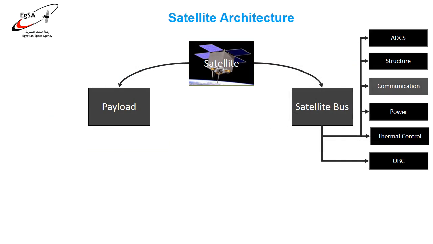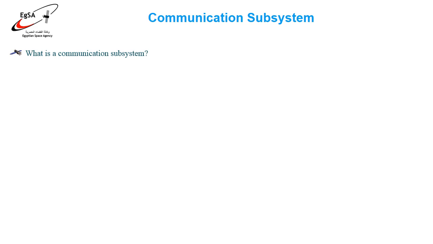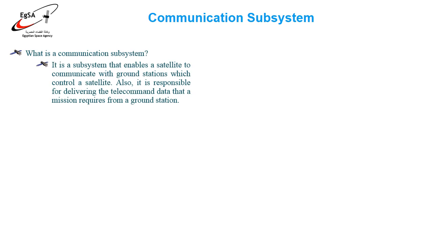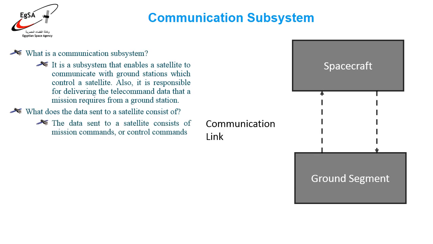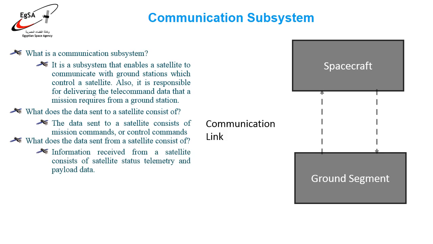Now we move to the communication subsystem. So what is a communication subsystem? It is a subsystem that enables a satellite to communicate with ground stations which control a satellite. Also, it is responsible for delivering the telecommand data that a mission requires from a ground station. What does the data sent to a satellite consist of? The data sent to a satellite consists of mission commands or control commands. What does the data sent from a satellite consist of? Information received from a satellite consists of satellite status telemetry and payload data.